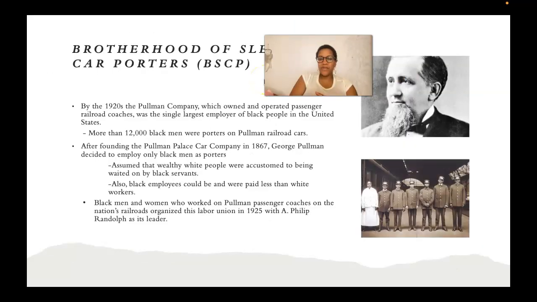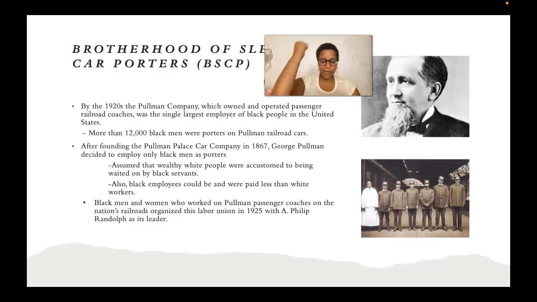By the 1920s, you have the Pullman Company, which owned and operated passenger railroad coaches, and it was the single largest employer of black folks in the United States. More than 12,000 black men were porters on Pullman railroad cars. And so you have the founder of the Pullman Palace Car Company in 1867, George Pullman, top right, deciding to employ only black men as porters.